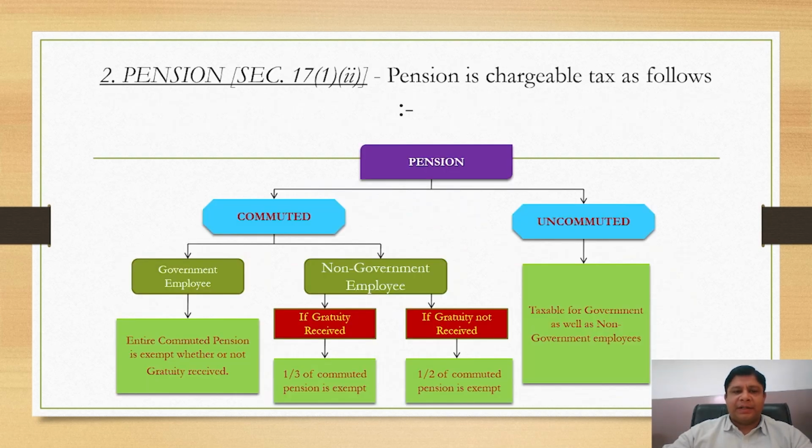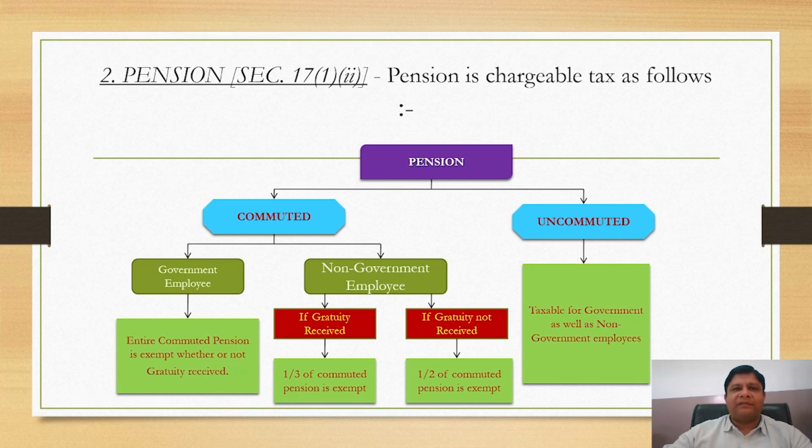Next, pension. It is defined in two parts: commuted pension and uncommuted pension. Commuted pension, government employee, non-government employee. For a government employee, the entire pension is exempt whether or not gratuity is received.